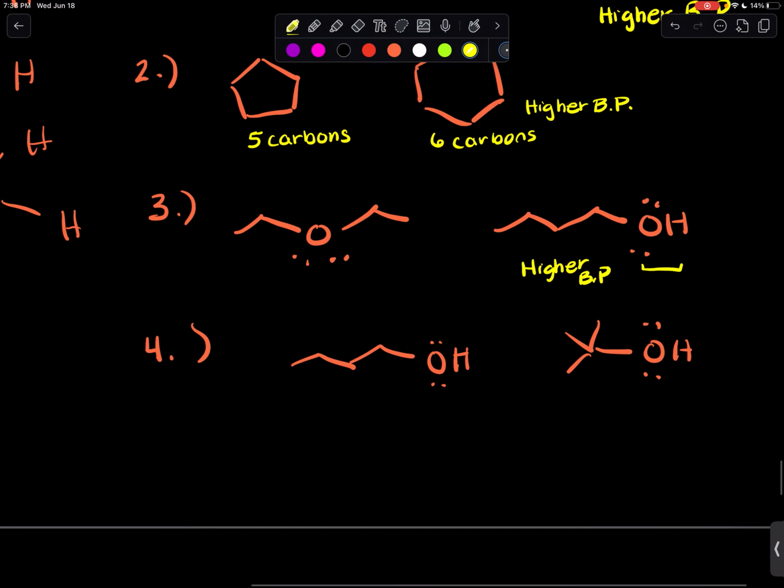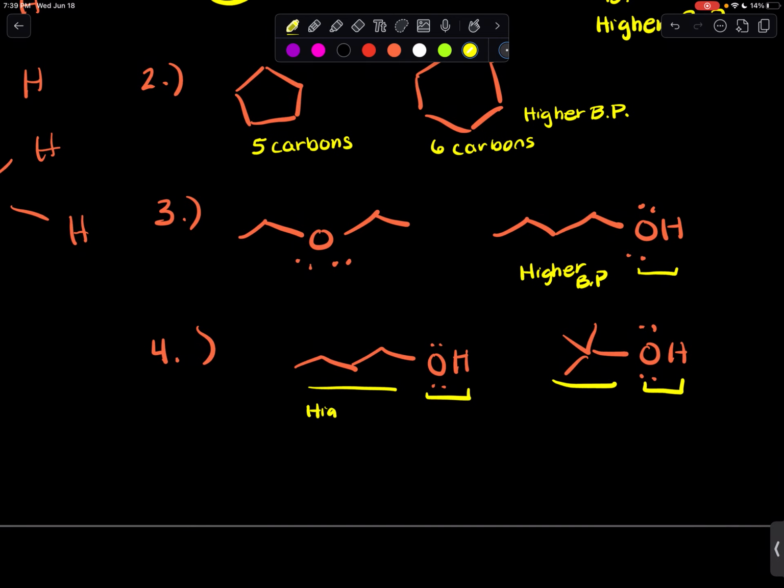All right, let's look at question 4. We see hydrogen bonding here, hydrogen bonding there. So they're both the same, but what do we have? We have some branching and we have some linear structure here. Because that branching is clustered in one little area, it's going to be easier for those bonds to disassociate because they have less surface area than the linear. So then this will be our higher boiling point compound.